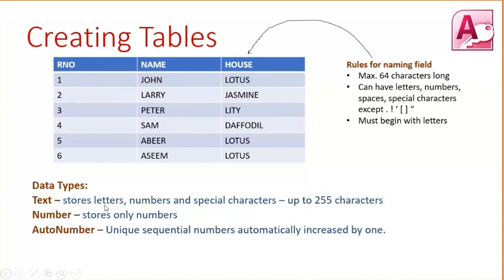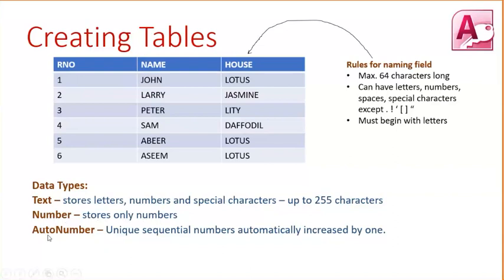One is text, which stores letters, numbers, special characters, but maximum 255 characters in one field, one cell we can say. Next one is number, where we can store only numbers, decimal numbers or integer numbers, etc. A few currency symbols are also acceptable here, like if you want to store fees or amount or price, there we can use a dollar as a currency symbol in a numeric field.